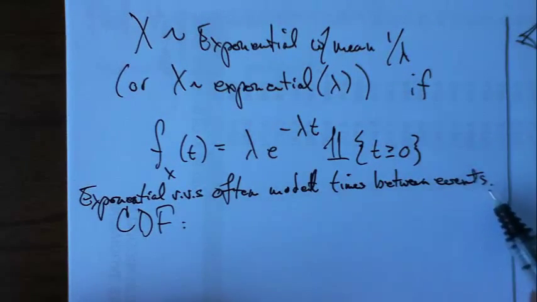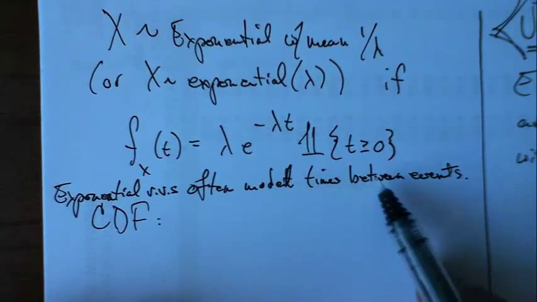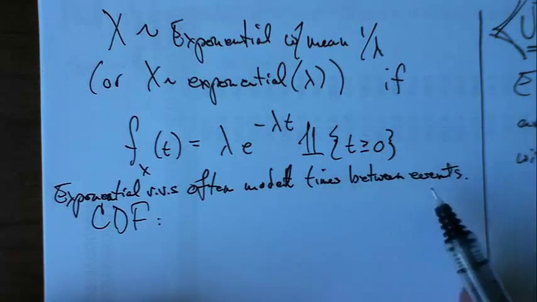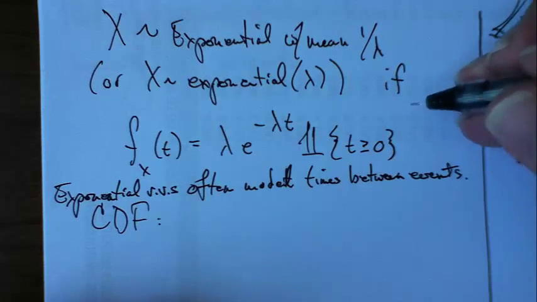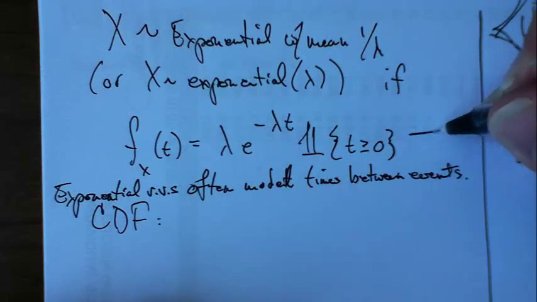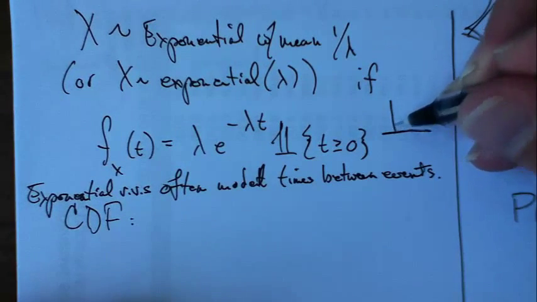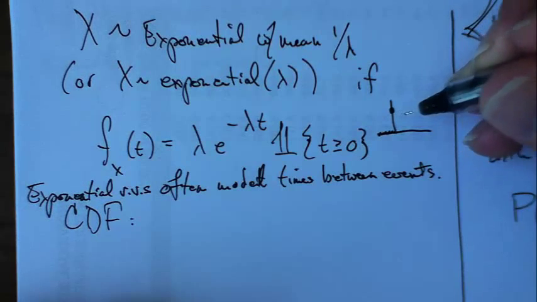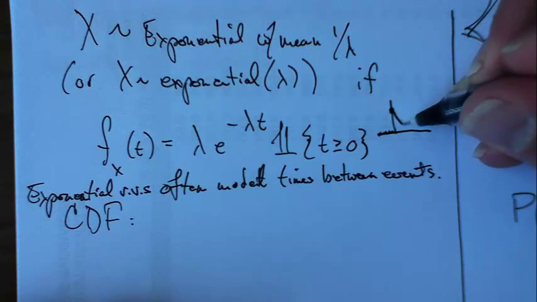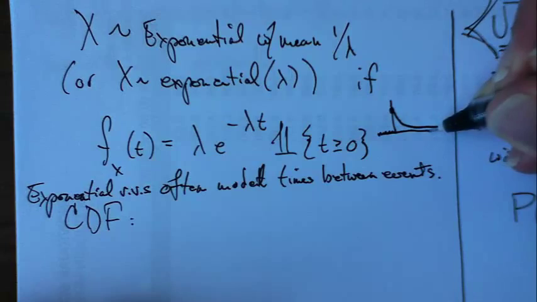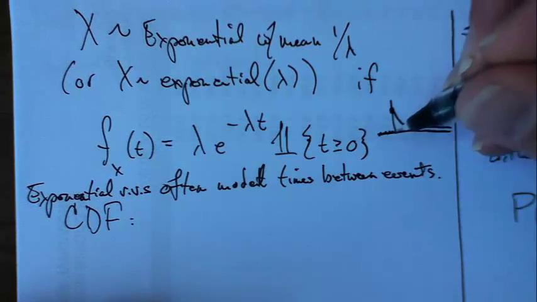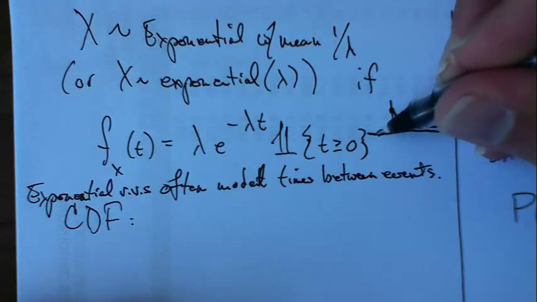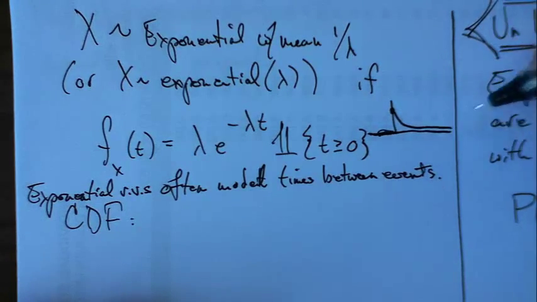oftentimes we want to think of exponential random variables as modeling the times between events. So maybe t for time. This is a common use for that, and there's a very good reason why, which we'll get to in a little while when we talk about the memoryless property. But for now, if you graphed the exponential density, it would look something like this. It's supported on the non-negative real half-line. It's 0 down here, and then it comes down like that.